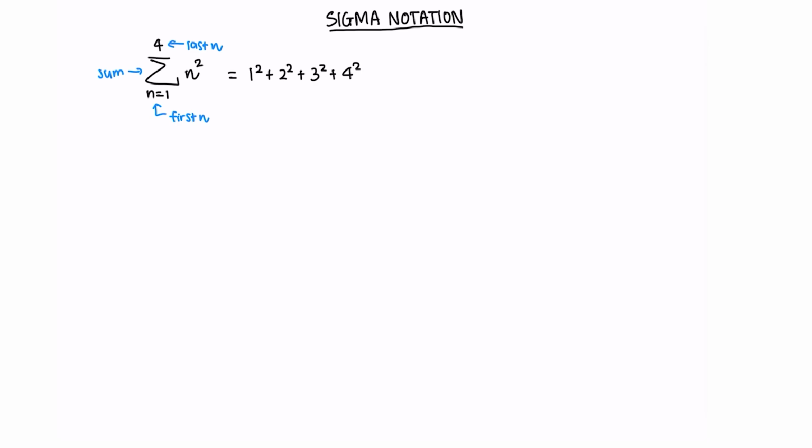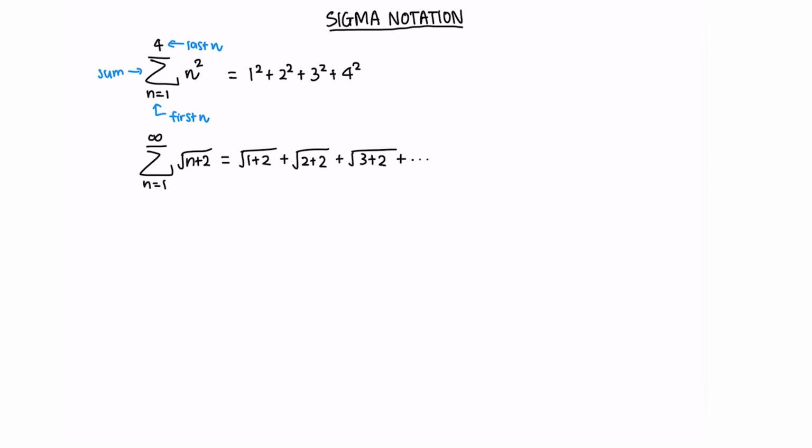So we have this thing over here. What does this mean? First of all, the sigma notation means it's a sum. Sum of what? We are summing from the first n, which is when n equals 1, to the last n, which is when n equals 4. And what is the expression we are given? n squared. So we'll put in n equals 1, 2, 3, and 4, and as you can see, we're just summing up 1 squared plus 2 squared plus 3 squared plus 4 squared. Seems simple enough. Let's move on to the next example.